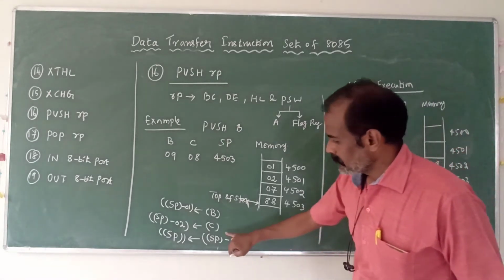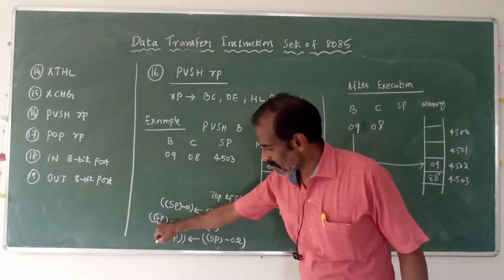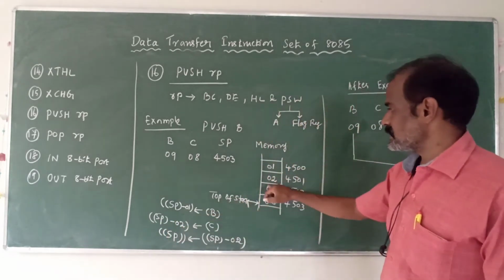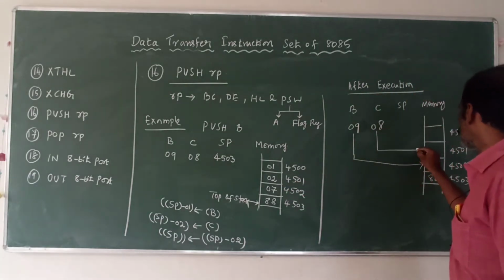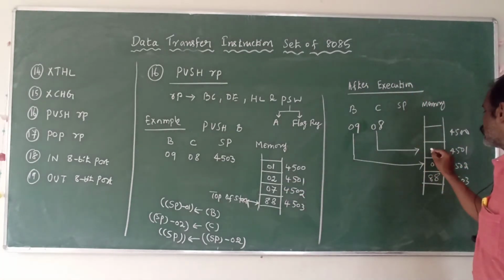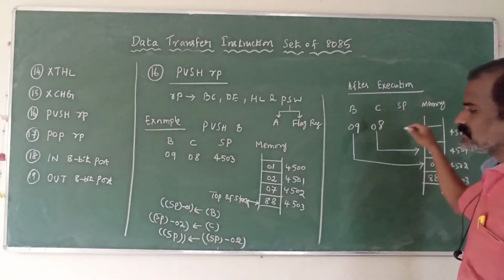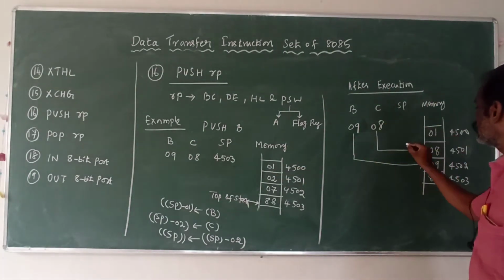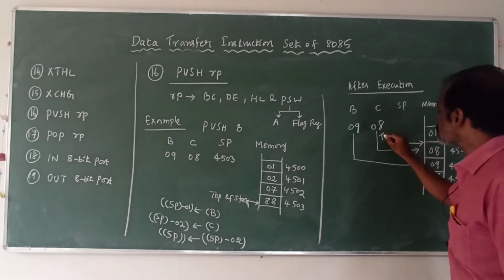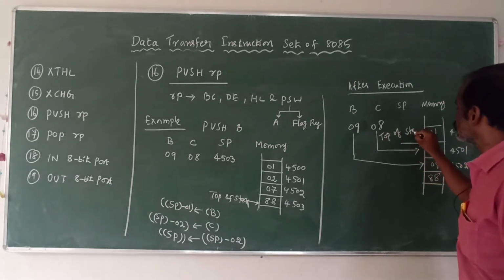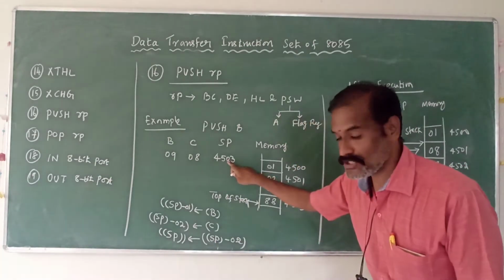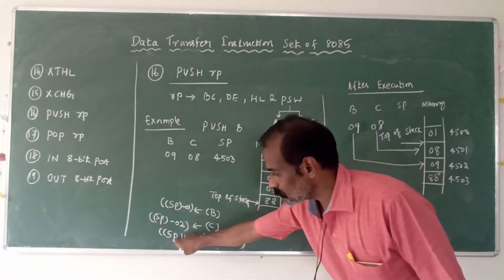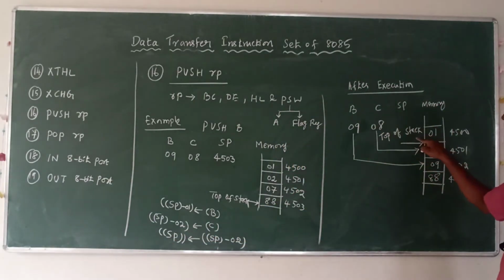Next, the C register data is moved to stack pointer address -2. The stack pointer address is 4503 -2, which means 4501. Now the C register data 08 is moved here, and 4500 already has data 01. Now this is the top of the stack. The stack pointer address is at present 4501, that is the initial stack pointer address 4503 minus 02. Now this is the top of the stack.